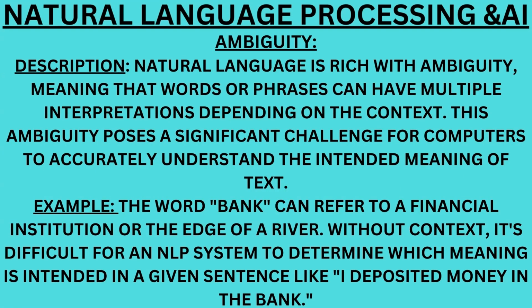Ambiguity. Description. Natural language is rich with ambiguity, meaning that words or phrases can have multiple interpretations depending on the context. This ambiguity poses a significant challenge for computers to accurately understand the intended meaning of text. Example. The word "bank" can refer to a financial institution or the edge of a river. Without context, it's difficult for an NLP system to determine which meaning is intended in a given sentence, like "I deposited money in the bank."